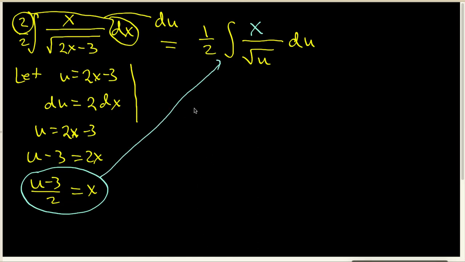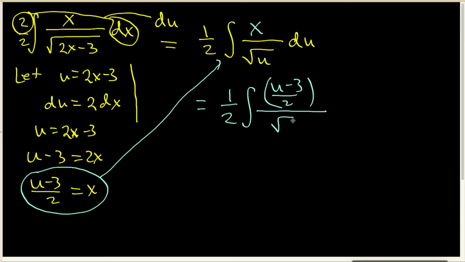And when I do that, the integral is going to become 1/2 times the integral of ((u minus 3) over 2) over the square root of u times du. Now, I know that many students have trouble dealing with algebraic expressions like this, and so I want to do the algebra very carefully, one step at a time. And the first thing that I'm going to do is something that is going to make handling the fractions easier.